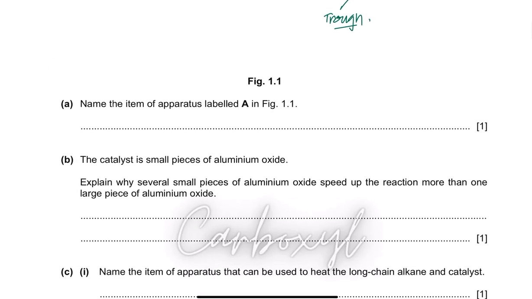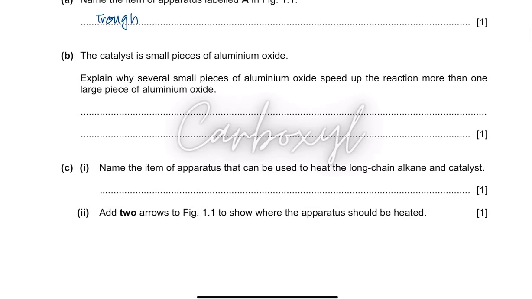Theek hai? So now we've understood what's going on in the experiment, we could also deduce everything. It's saying name the item of the apparatus labeled A. Obviously it's a trough. Now we could just breeze through the questions. The catalyst is small pieces of aluminum oxide. Explain why several small pieces of aluminum oxide speed up the reaction more than one large piece.